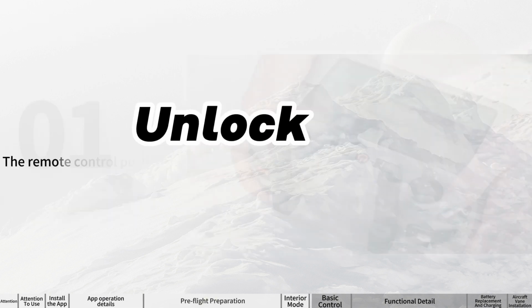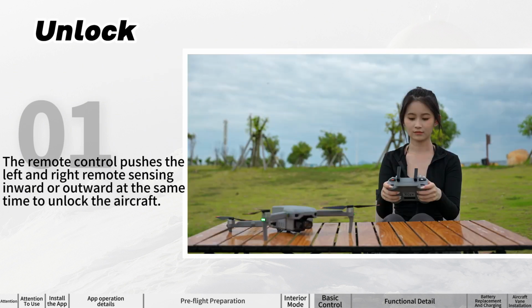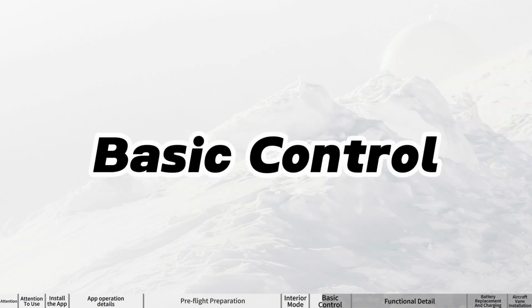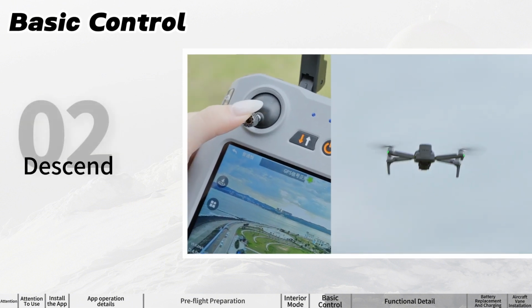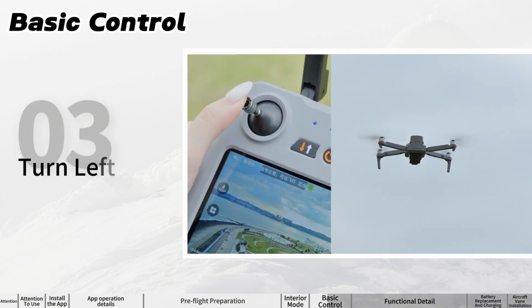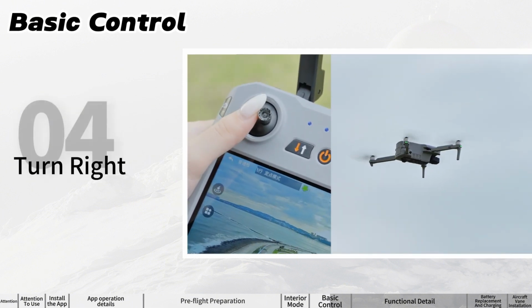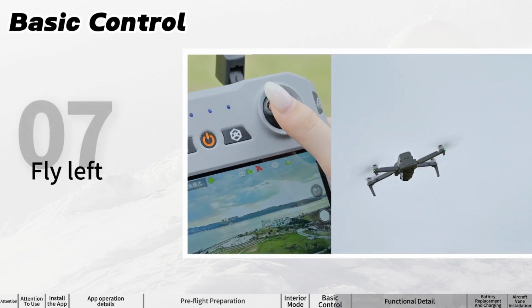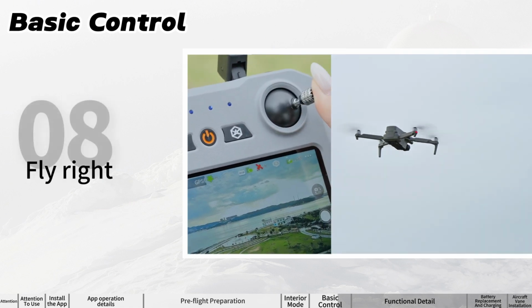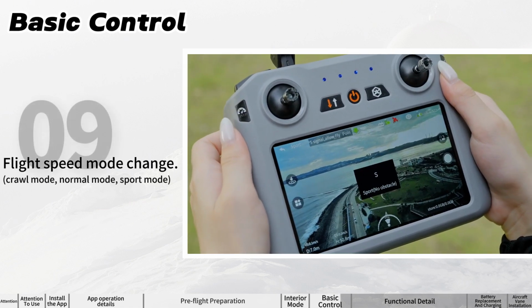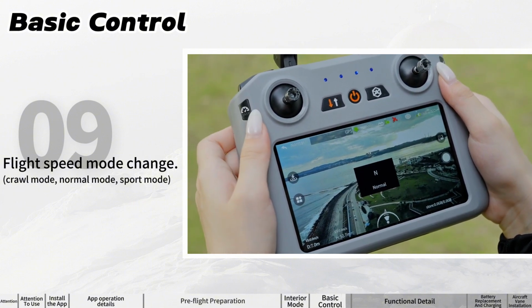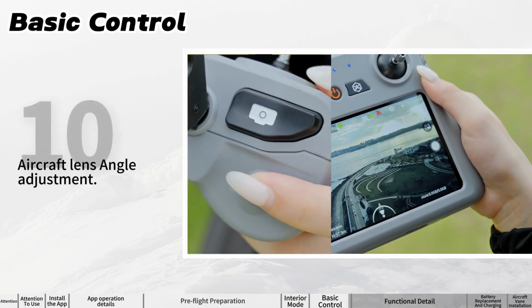Unlock. The remote control pushes the left and right remote sensing inward or outward at the same time to unlock the aircraft. Basic control. Ascend. Descending. Turn left, turn right, move forward, backward, fly left, fly right. Flight speed mode change: crawl mode, normal mode, sport mode. Aircraft lens angle adjustment.